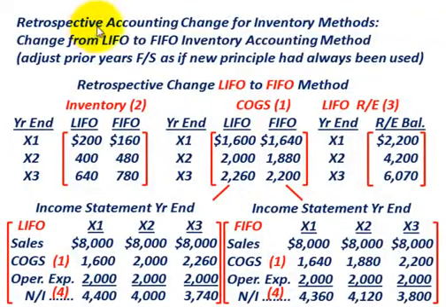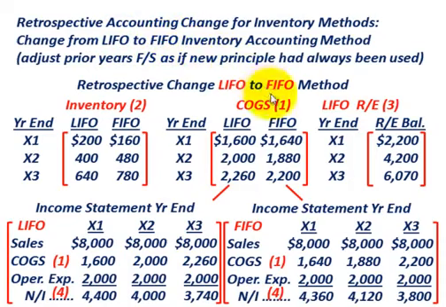What we're going to be going over here is retrospective accounting change for inventory methods. Our example is we're going to change from the LIFO inventory method to the FIFO inventory method for our accounting. When we make this retrospective change, we have to adjust our prior year's financial statements as if the new principle had always been used. So when we change from LIFO to FIFO, we have to restate our financial statements, or recalculate our financial records, as if we've been using FIFO all along.